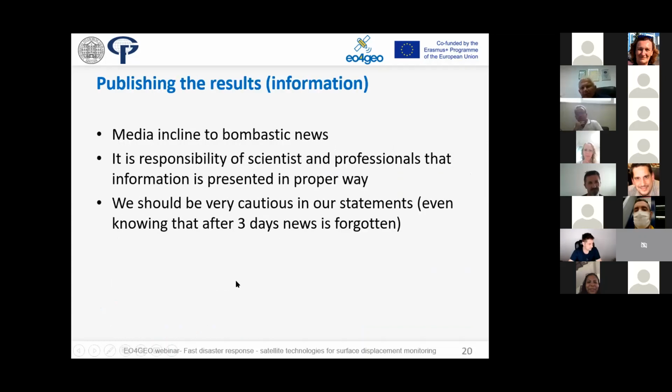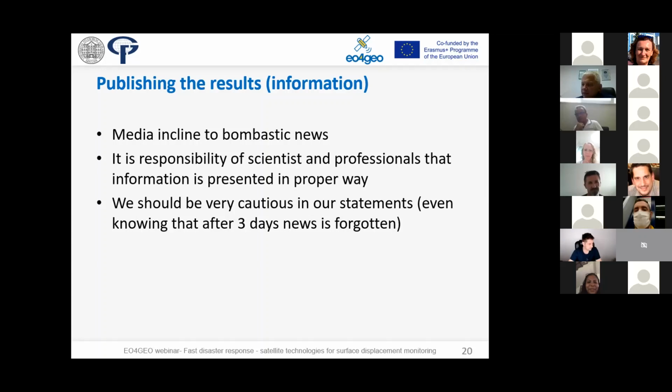So when we publish the results, the information, we have to be aware that, especially in the case of catastrophes, media incline to bombastic headlines, bombastic news. We think that it is a responsibility of scientists and professionals that the information is presented in a proper way.